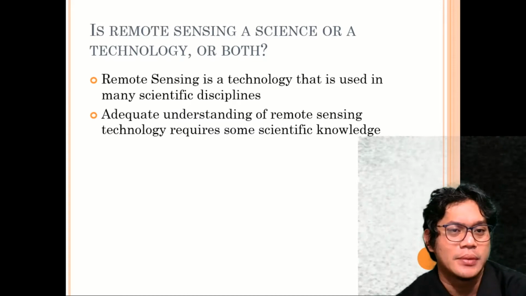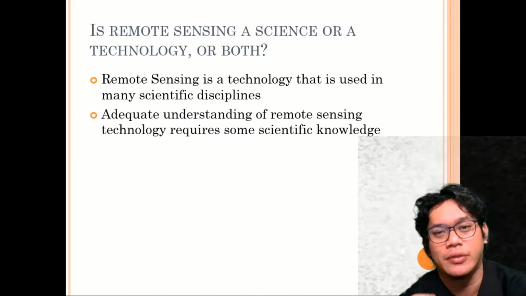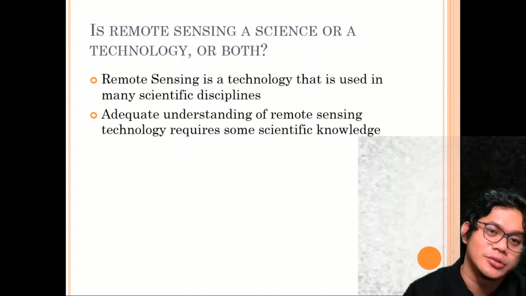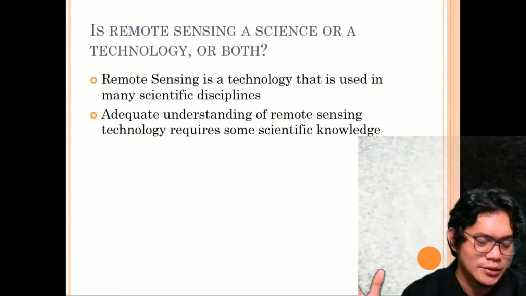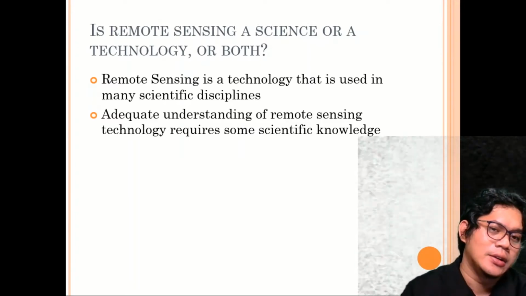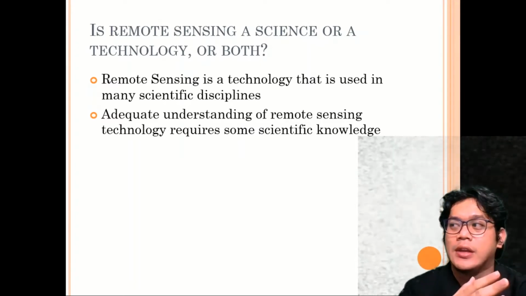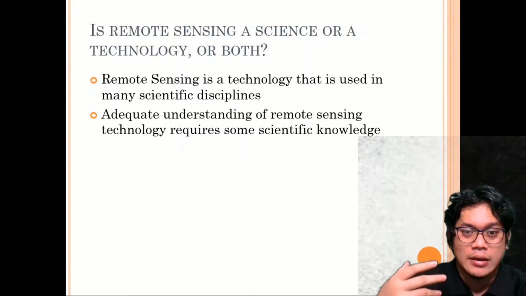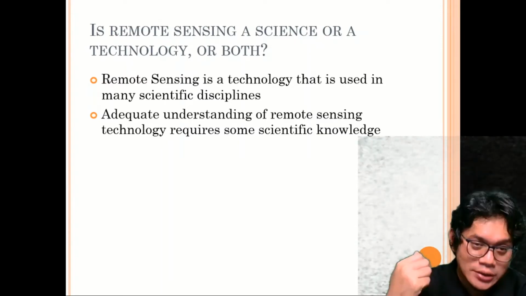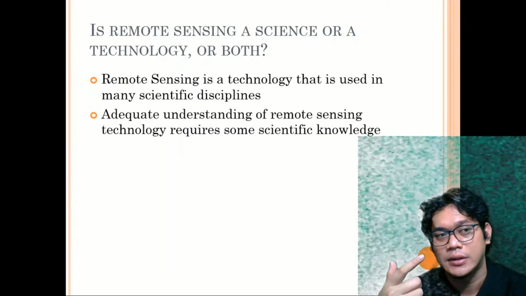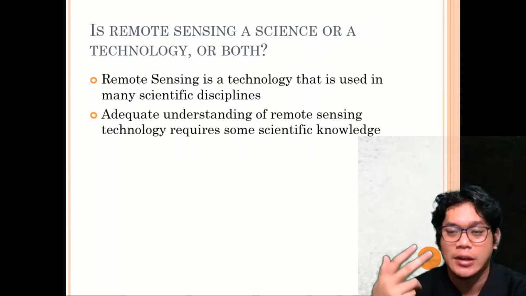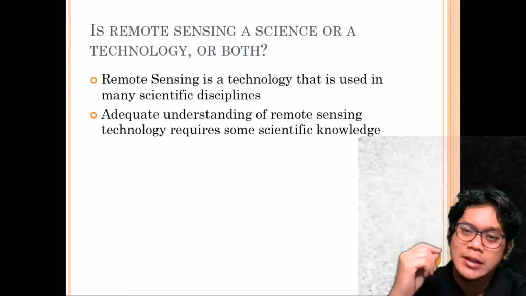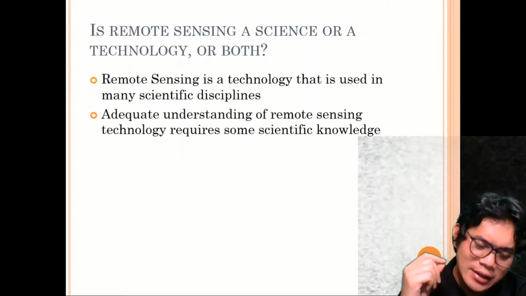So basically, is remote sensing a science or a technology, or both? It is a technology, a kind of tool, a new kind of tool, even though it has been around since World War I. And it is a technology that spans most of the disciplines that we have now, as long as they concern geography, environment, geology, climate, and many more.